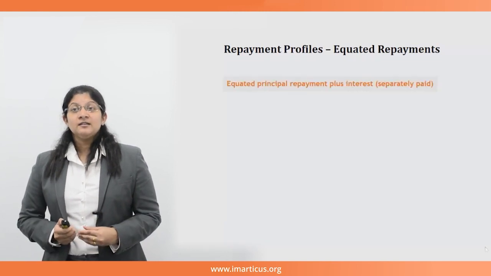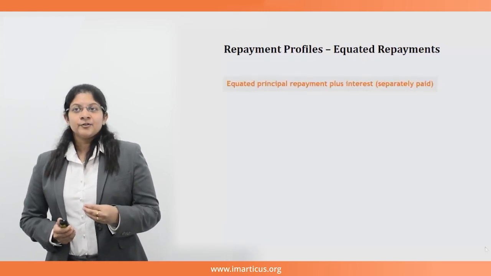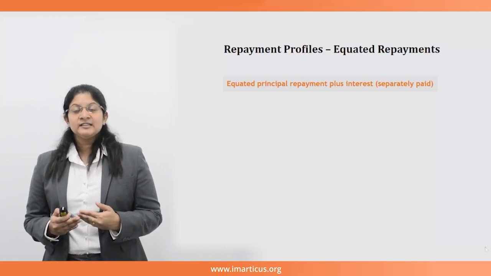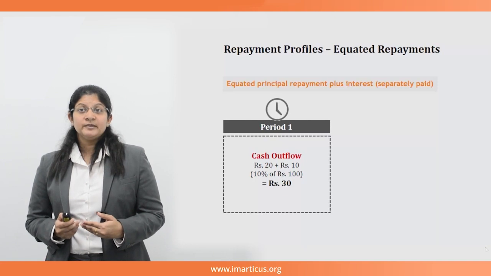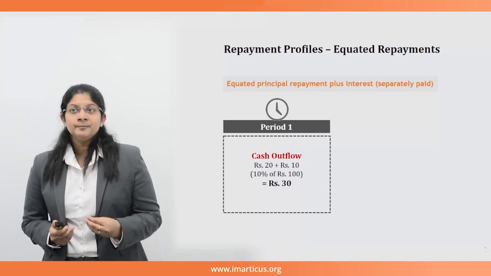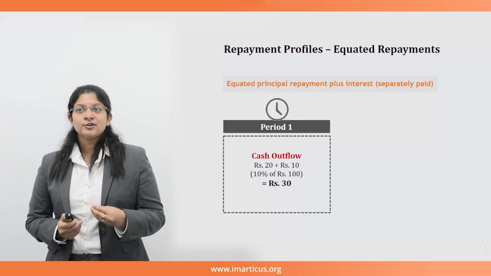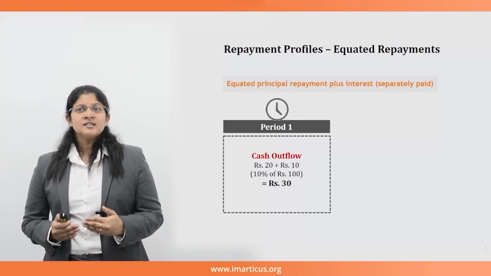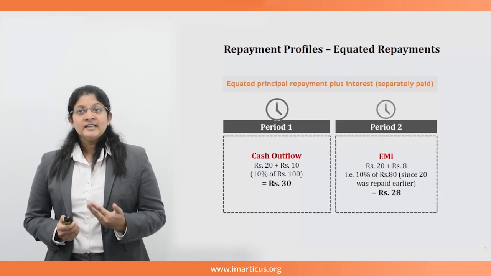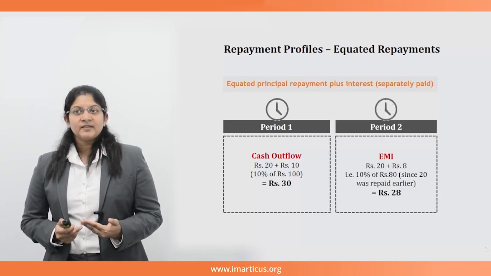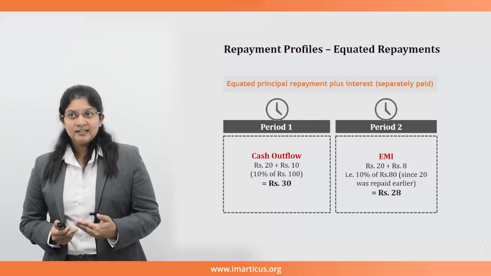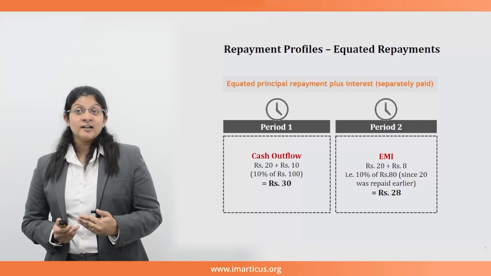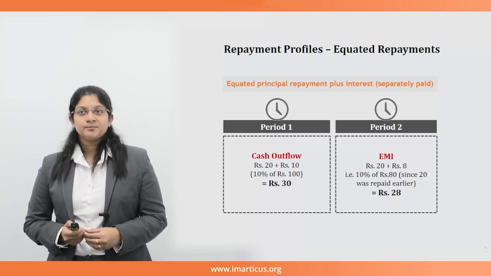Rupees 20 may be entirely appropriated to the rupees 100 principal repayment, so interest would have to be considered separately. So in this case, cash outflow would be rupees 20 EMI, which is for the principal, and rupees 10, that is 10% of 100, which is the interest, that is total rupees 30. This is a simplistic structure. In the next period, the EMI would be rupees 20 and interest would be 10% of rupees 80, since 20 was repaid earlier, that is rupees 28. The total cash outflow would be rupees 28.